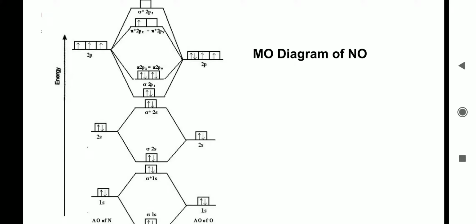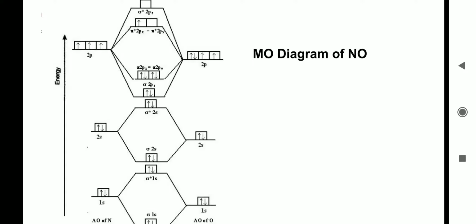Now, we will start filling the electrons in the molecular orbitals of this nitric oxide molecule. The first electron will go in sigma 1s and the next electron also in sigma 1s. The last electron, that is the 15th electron, will enter the pi star 2px orbital.